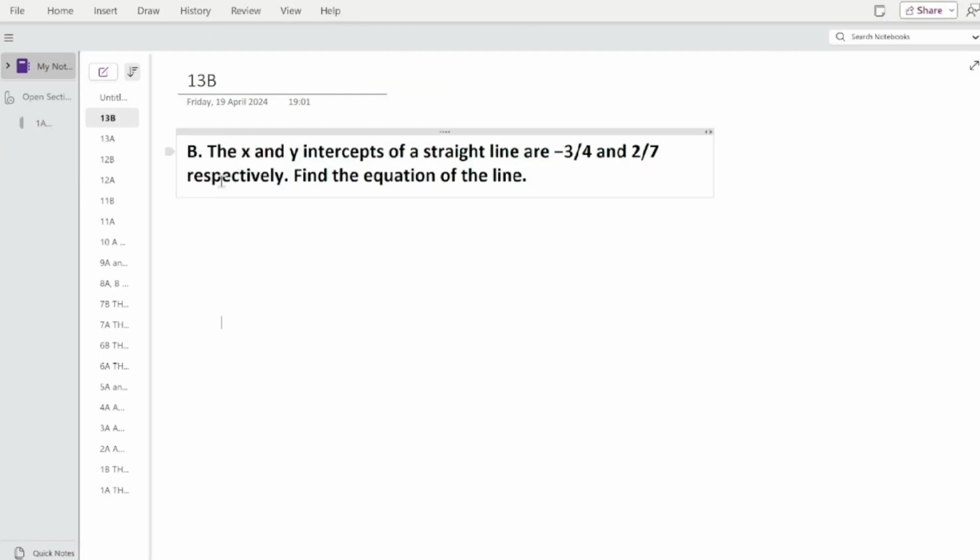Question 13b says the x and y intercepts of a straight line are -3/4 and 2/7 respectively. Find the equation of the line. Since it is respectively, the first one is the x-intercept and the second is the y-intercept.